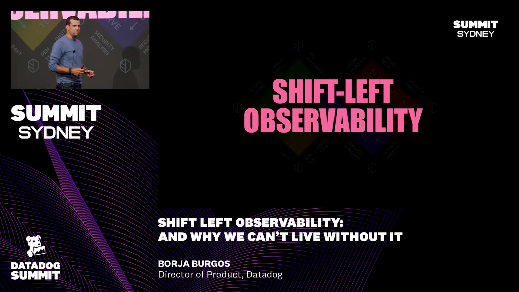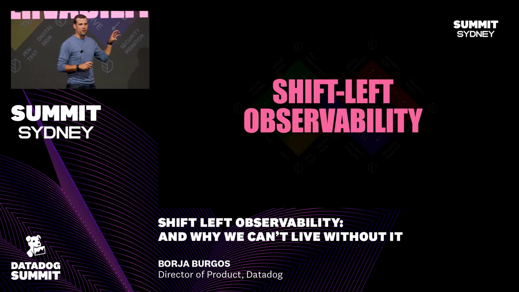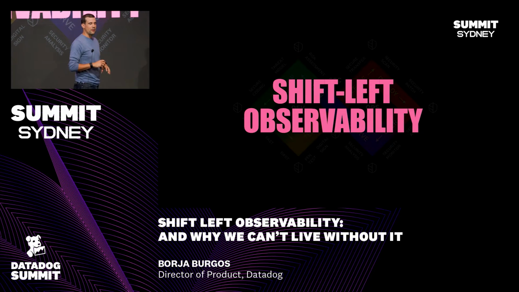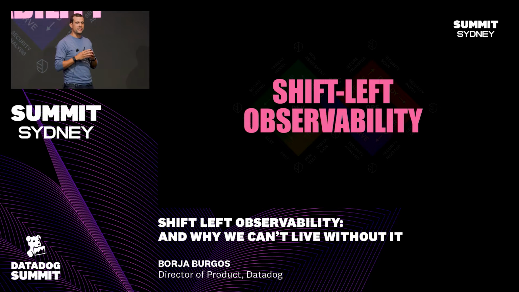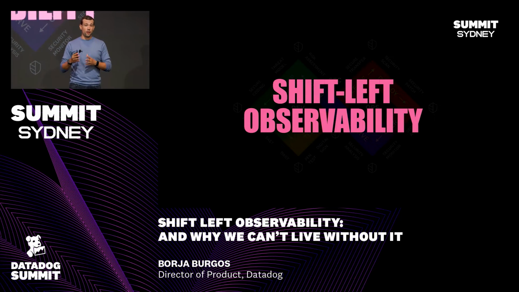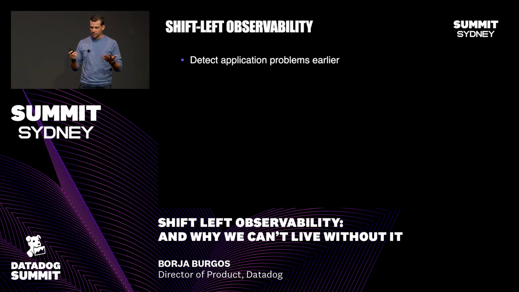And this is not about monitoring the work that our developers do, but again, this is about, are we able to capture, understand, and detect problems before they land in production? But there's a lot more to it than just that, and I'll get to that in a minute. So shift-left observability helps us detect application problems earlier.